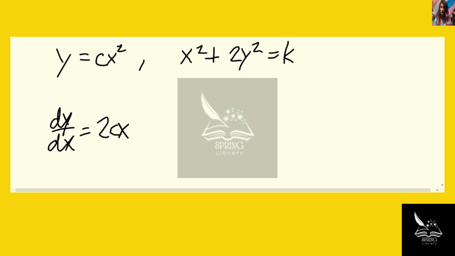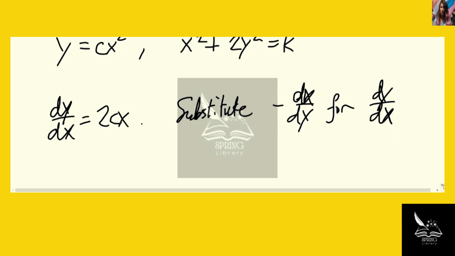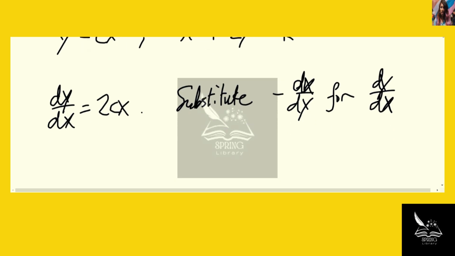So we have dy/dx. Now to find the orthogonal trajectory, we want to substitute negative dx/dy for dy/dx, because we want our tangent lines to be orthogonal to the tangent lines of the original curves. So now we have the equation negative dx/dy equals 2cx.